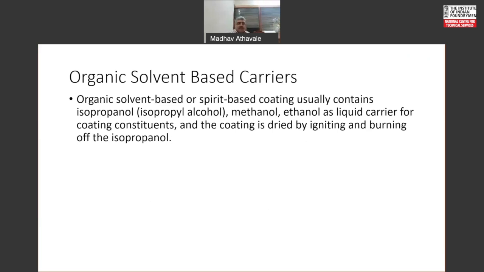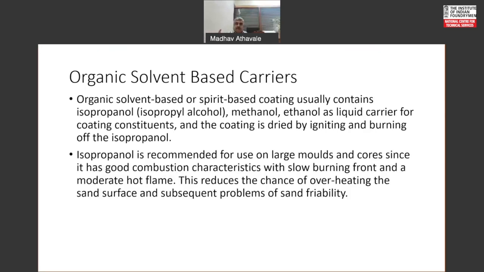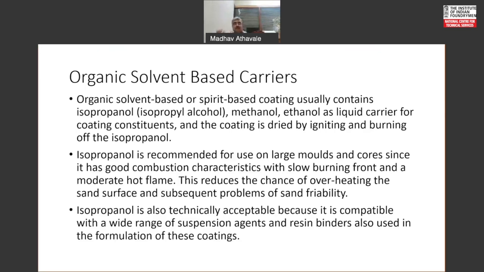Chance of overheating the sand surface and so sand friability, or fast burning alcohols, lower alcohols like methanol, ethanol, they may burn or they evaporate, and on a large surface, if you are not coating it by parts, then you can have problems of poor bonding properties, because the heat that is coming out of the carrier also helps the formation of bond because of the type of binders which are used.